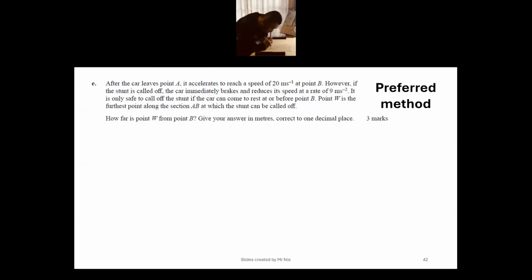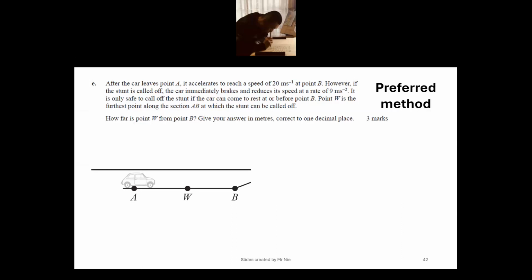Well, part E, after the car leaves point A, it accelerates to reach a speed of 20 meters per second at point B. However, if the stunt is called off, the car immediately brakes and reduces its speed at a rate of 9 meters per second squared. So this is a deceleration, a equals -9. It is only safe to call off the stunt if the car can come to rest at or before point B. Otherwise, it will still be traveling along the ramp. Point W is the furthest point along the section AB at which the stunt can be called off. We would like to find how far point W is from point B, giving the answer in meters correct to 1 decimal place.